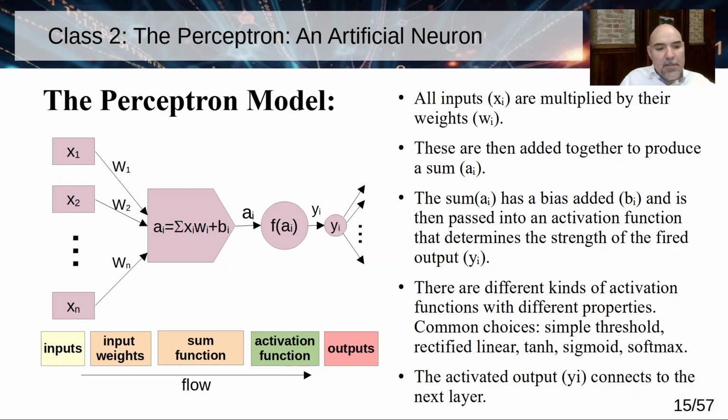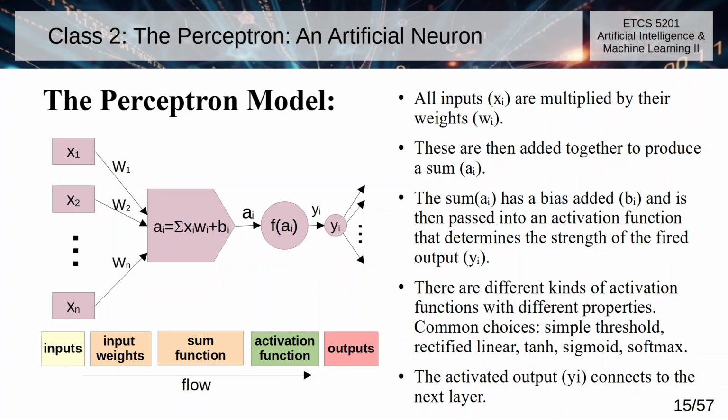Now, just walking through that model quickly here, you'll notice how it works: all the inputs x sub i are multiplied by their weights. We kind of mentioned this on the last slide, but let's just walk through these bullet points. After those are multiplied, we just add them all together to produce the sum, a sub i. The sum, a sub i, then has a bias added to it. So b sub i is then added to that. That just translates it up or down. And then that gets passed into the activation function that determines the strength of the fired output y sub i.